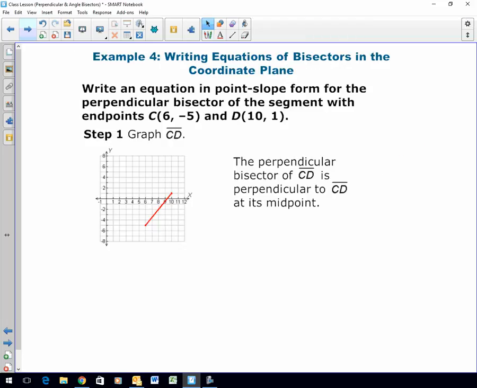All right. One last thing we've got to run through here. Write an equation in point slope form for the perpendicular bisector of the segment with endpoints C and D. First off, I've got to know this. This is why we started with this. The perpendicular bisector is at the midpoint. If you don't have the midpoint formula down, you need to write it down now. What is my midpoint formula?